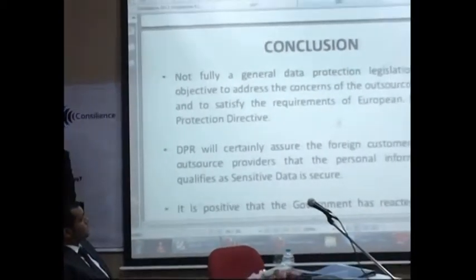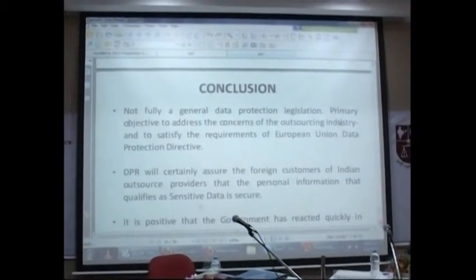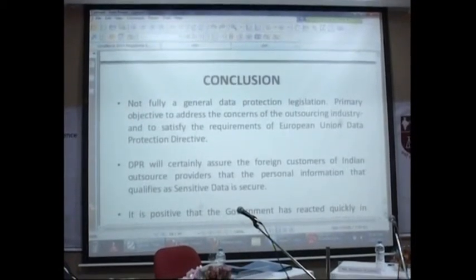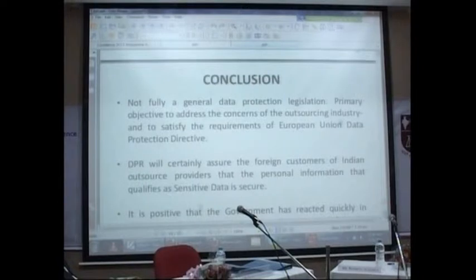Data privacy rules is not fully general data protection legislation. The primary aim seems to be to address the concerns of the outsourcing industry and to satisfy the requirements of the European Union Data Protection Directive. But it will certainly assure the European customers of Indian outsource providers that any data that they transfer, personal information that qualifies as sensitive data, is from now on secure in India.